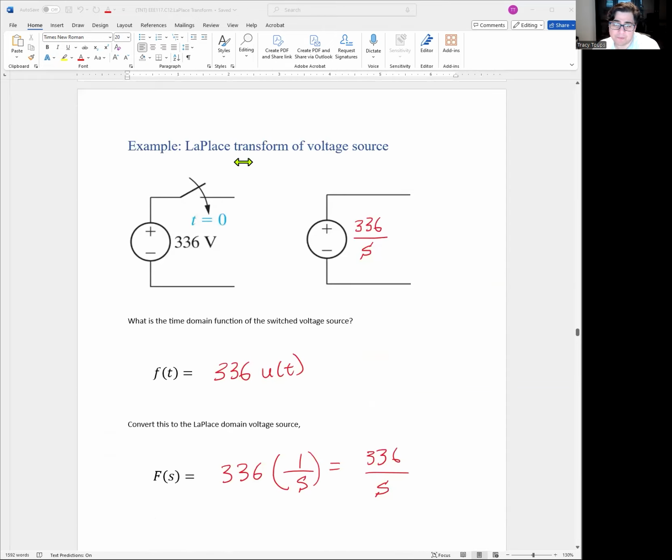So, a quick example. Let's say we have a DC voltage source, and it switches on at t equals 0. On the left-hand side, this is a time domain function.